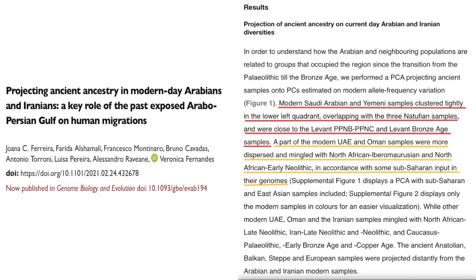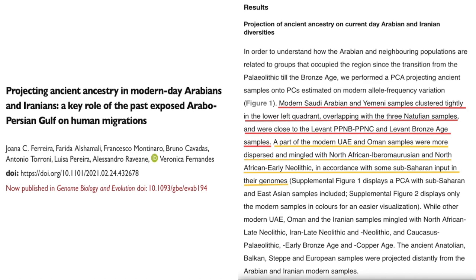Remember what we said about the Harifians and Proto-Semites, and the Levant Bronze Age samples. So Arabians and Yemenis are closest to these samples. Therefore, they're closest to the Proto-Semitic peoples. A part of the modern UAE, United Arab Emirates, and Oman samples were more dispersed and mingled with North African Ibero-Maurusian and North African early Neolithic in accordance to some sub-Saharan input in their genomes.